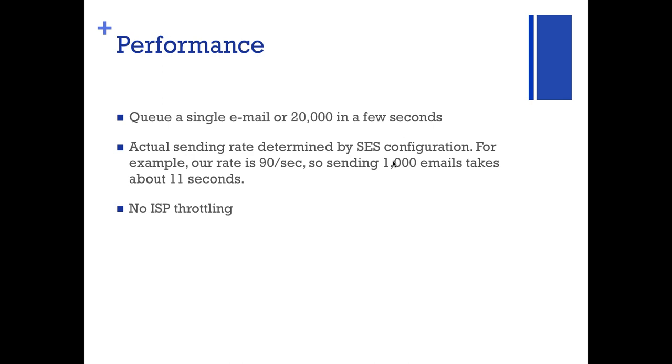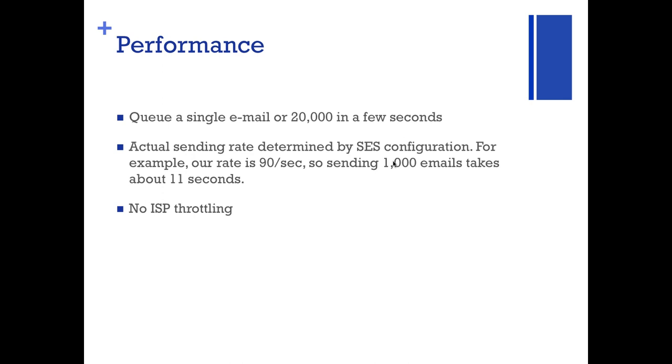Then the actual sending rate depends on whatever your limit is on SES. I already talked about the limits, that the default is 14 per second, which is quite a bit. That's 140 messages in 10 seconds. Sorry for the math issue there. My calculator's dead. Oh wait, here, 14 times 60 is 840 messages per minute. So that's the default limit that you get when you open your SES account.